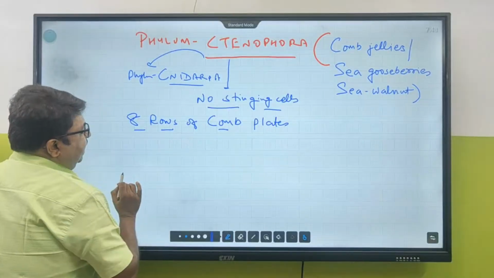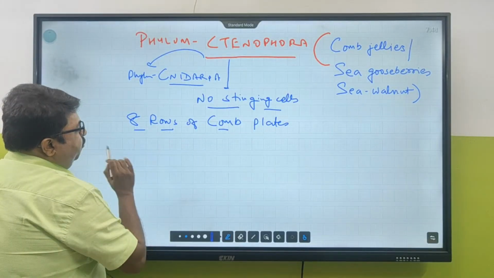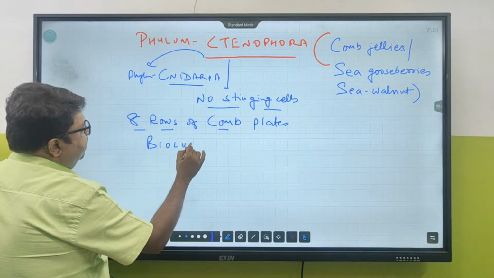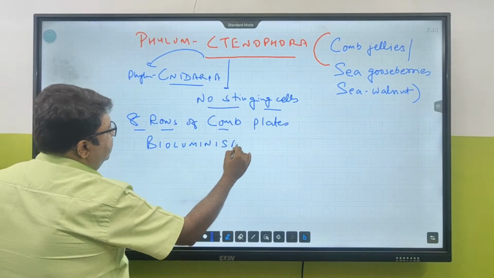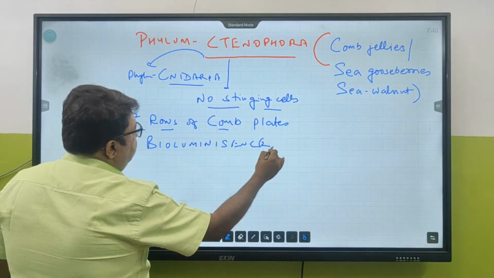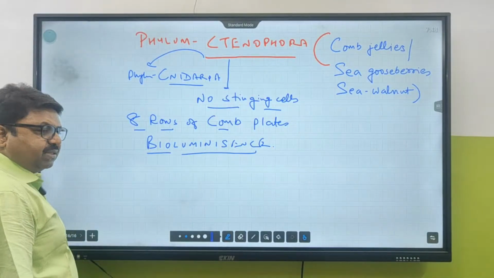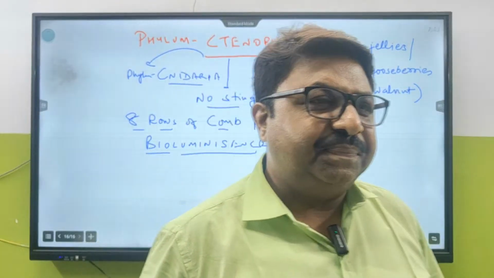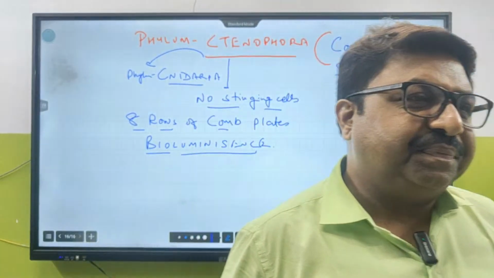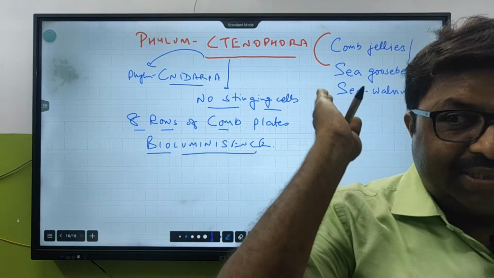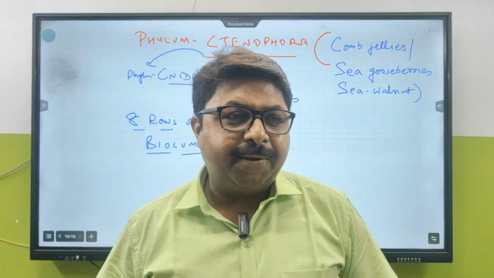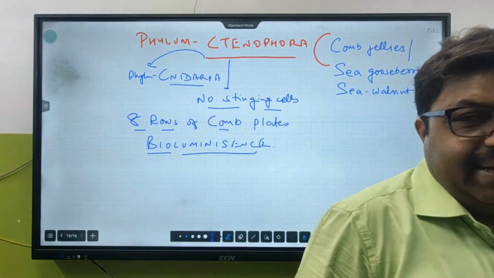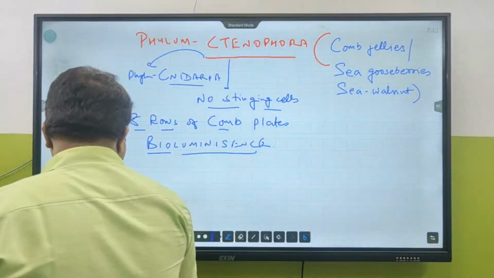What is so very special about Ctenophora is that they show bioluminescence. That means they emit light. Bioluminescence. Clear? It is because of chemicals, phosphorus. We have talked about this in the earlier classes. Okay? Yes.